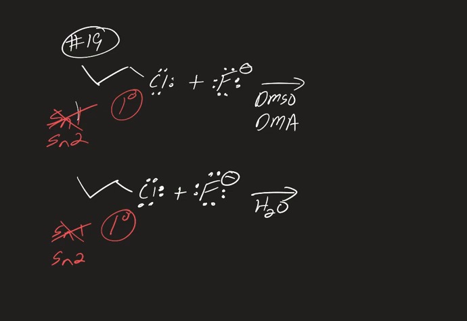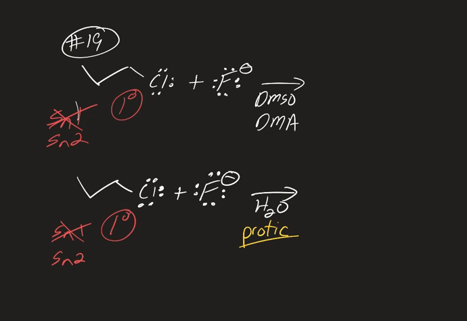Okay, if it's SN2, then what's different? Now we're going to look at the nucleophile. What's the nucleophile in both cases? F minus, so that doesn't change, nothing to compare there. What about the solvents? That's the last thing to look at. The bottom one has a polar, what kind of solvent is this one?